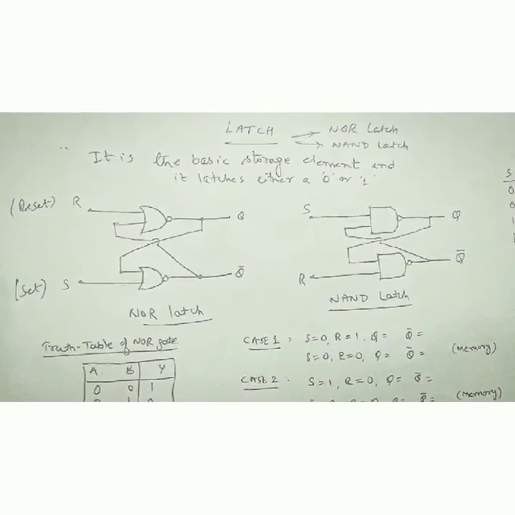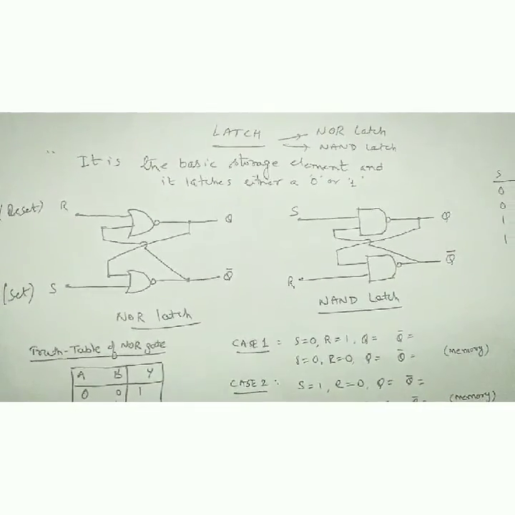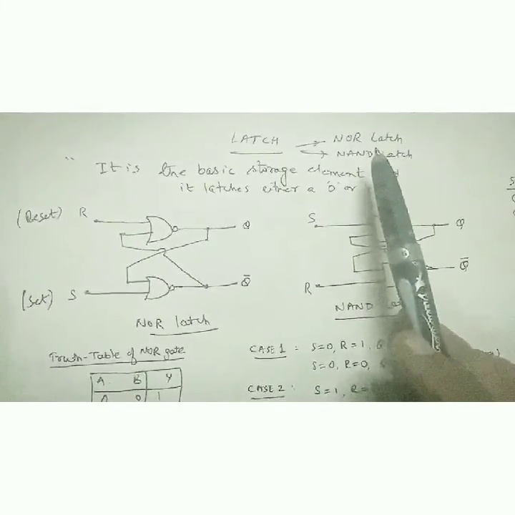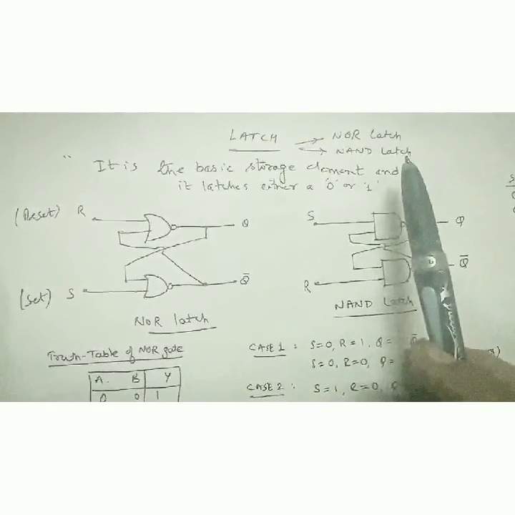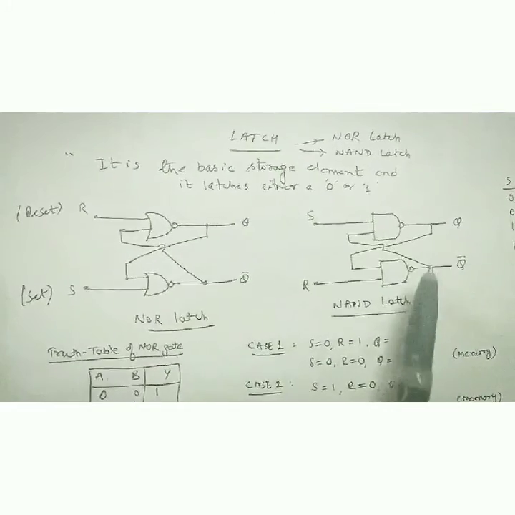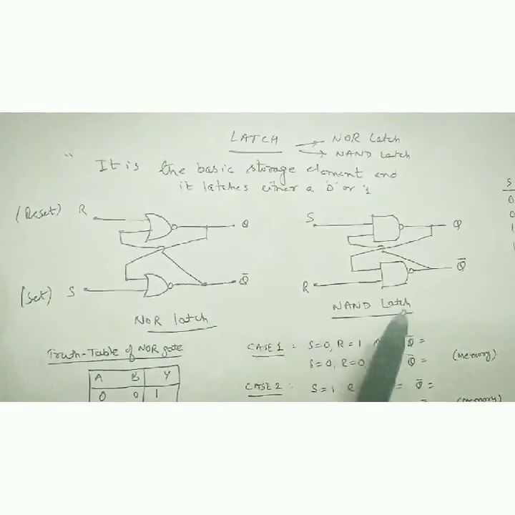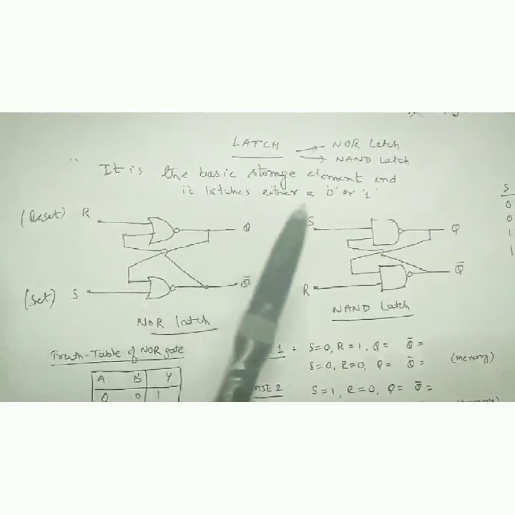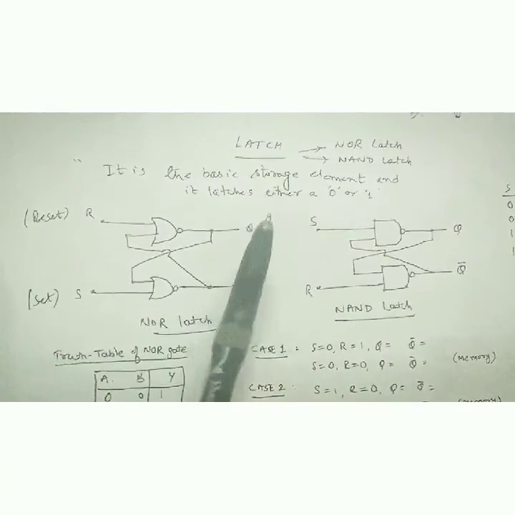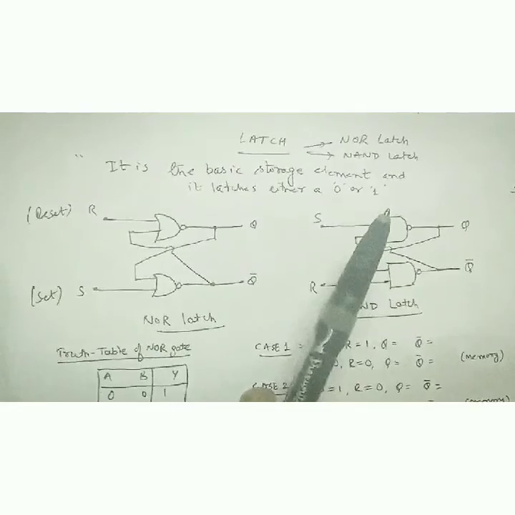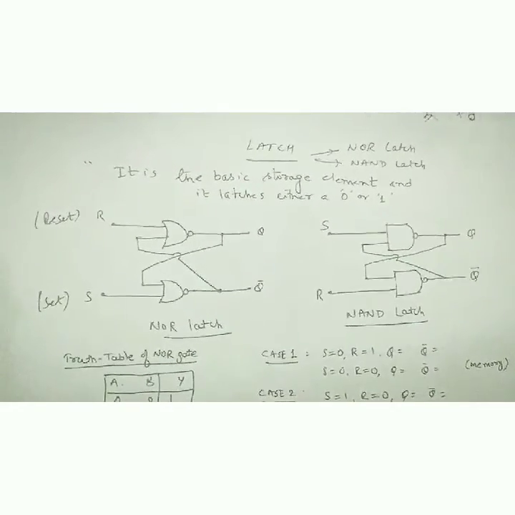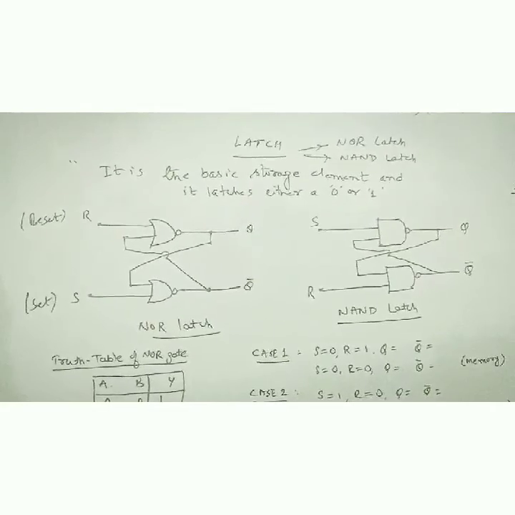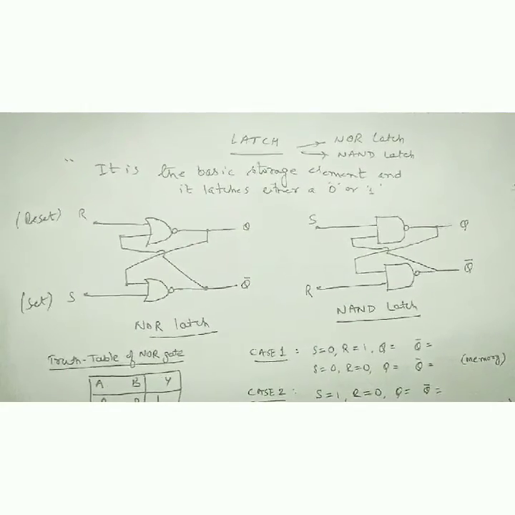Good evening. Today we are going to study our topic on latch, and these are of two types as shown: NOR latch and NAND latch. As shown in this circuit diagram also, we are having NOR latch and NAND latch. What a latch basically is, it is the basic storage element, and it latches either a 0 or a 1. That is, a latch has a property that it stores binary information in the form of bits. That is, it is able to store a 0 or a 1.